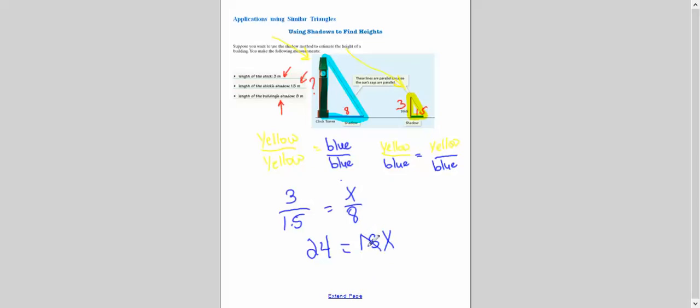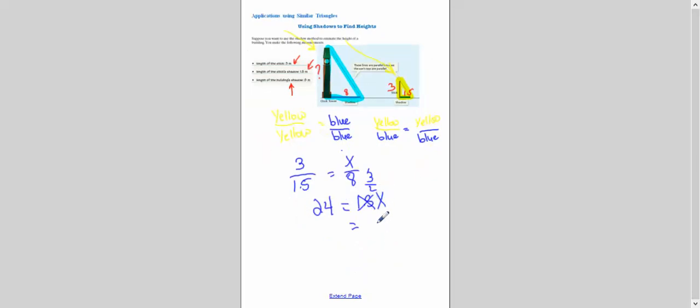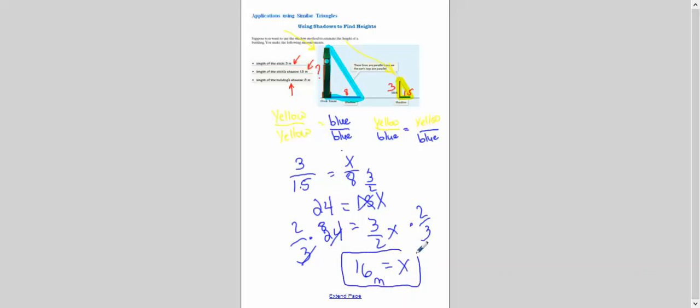So let's make that 1.5 3 over 2. I like it written that way better. And if we look at this, we've got 3 over 2 x equals 24. So to get rid of our 3 over 2, we're going to multiply by the reciprocal, 2 over 3. 3 goes into 24 8 times. So the height of our clock tower is 16, and I think our units were in meters. All right.